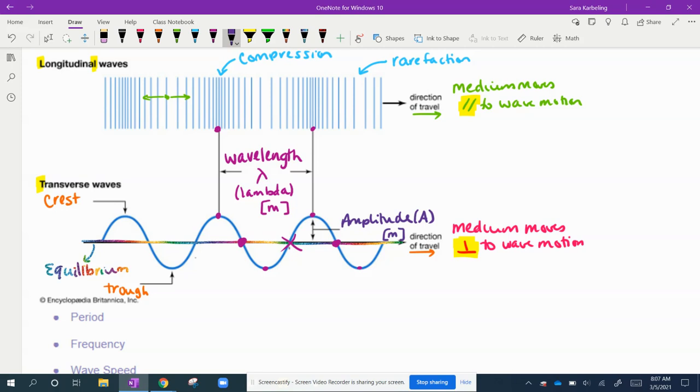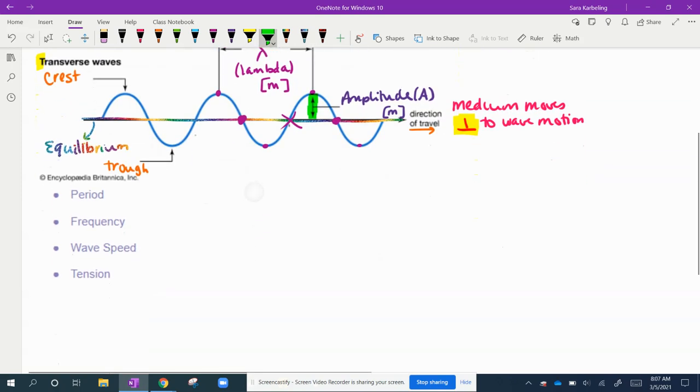The amplitude, let me just say also, is the distance between a maximum point of displacement and the equilibrium, okay? And that maximum point on a transverse wave can be above or below that equilibrium point, okay? All right, so that is pretty much the anatomy of the waves.